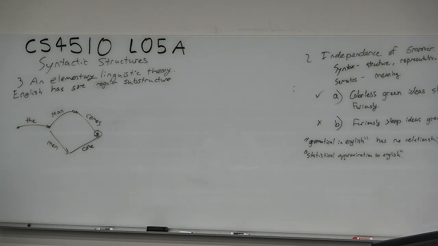So we're concerned with syntactic structures itself. We're concerned with objects that can define and describe the language. Here is a DFA for a subset of English. And it's not only a subset, but it's a finite subset. So the man comes and the men come are two valid sentences. And that will get you from the start state to the accept state easily.